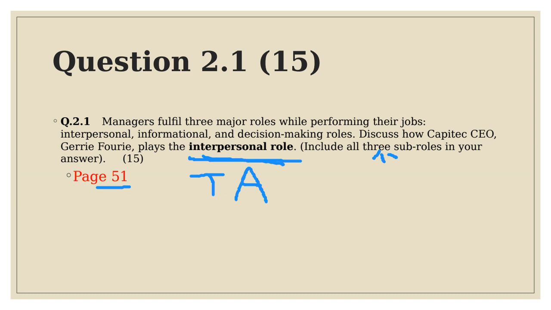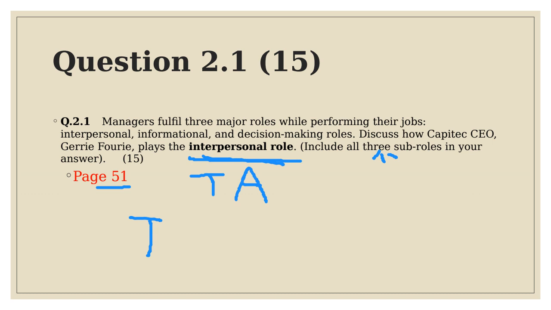So again, if we break it down, the theory, what you're going to include in your theory, is a definition and an explanation for the interpersonal role. In that definition and explanation, you need to include the sub-roles: figurehead, liaison, and leader. So you need to have an explanation and a definition for those 3.